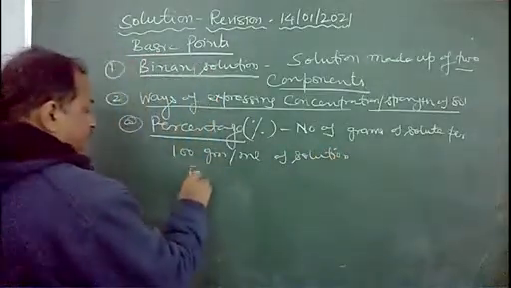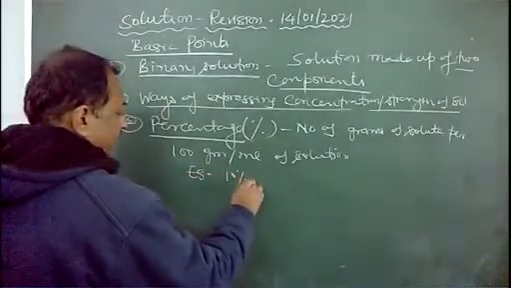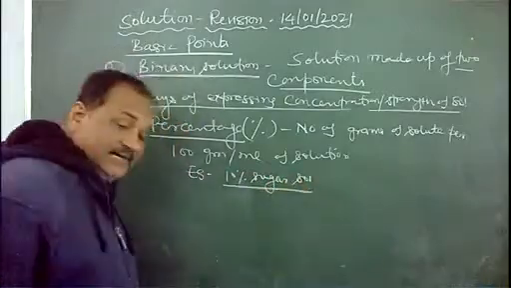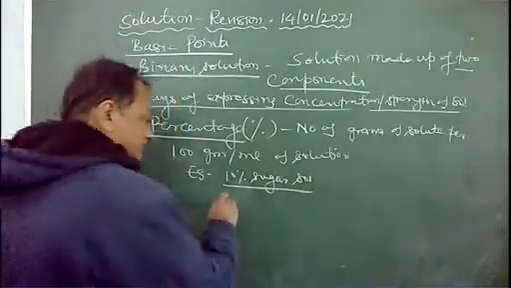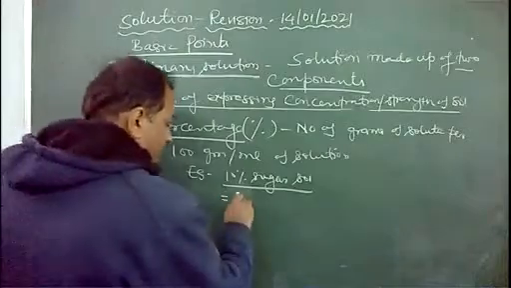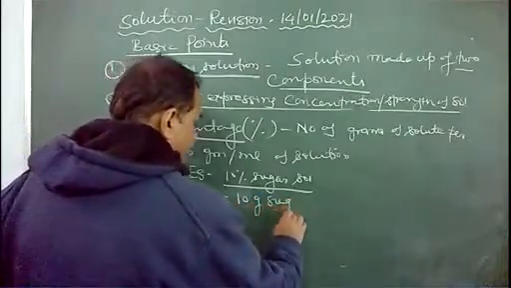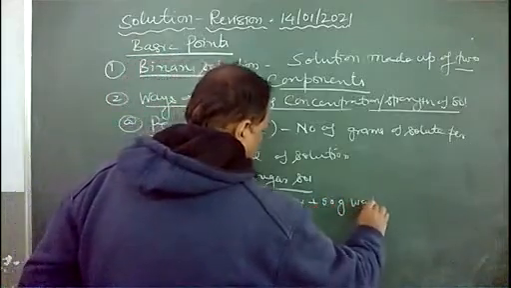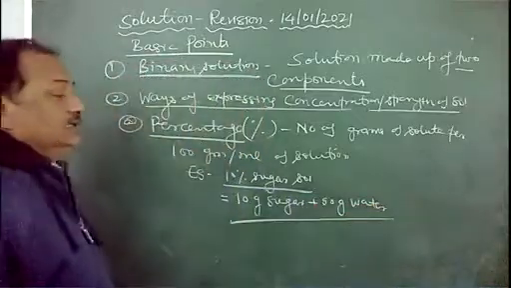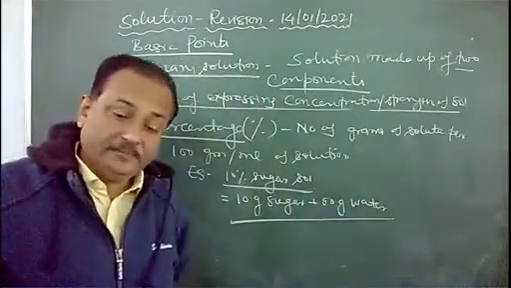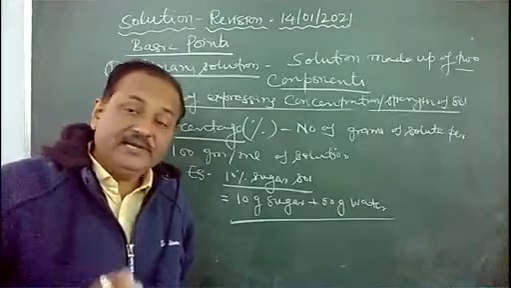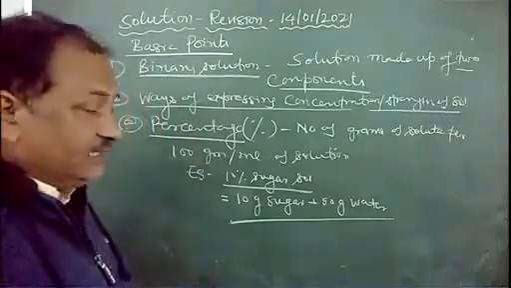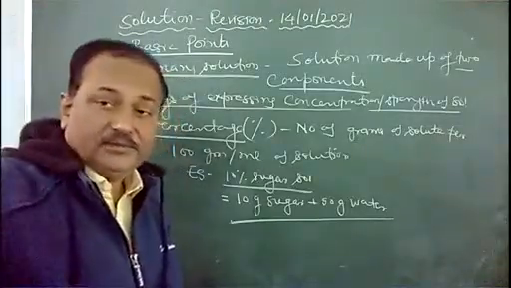For example, if we say 10% sugar solution, by 10% sugar solution we mean 10 grams sugar plus 90 gram water. So this is the simple meaning of percentage. So by percentage we mean number of parts or number of grams of a solute present in 100 parts or 100 gram of solution.